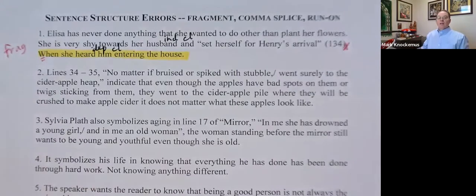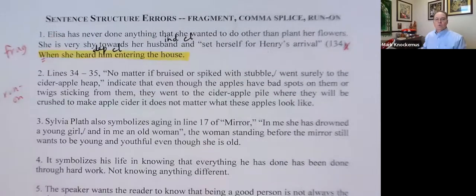Number two, lines 34 through 35, "no matter if bruised or spiked with stubble, went surely to the cider apple heap," indicate that even though the apples have bad spots on them or twigs sticking from them, they went to the cider apple pile where they will be crushed to make apple cider. It does not matter what these apples look like. Yeah, that's a really easy one to identify.